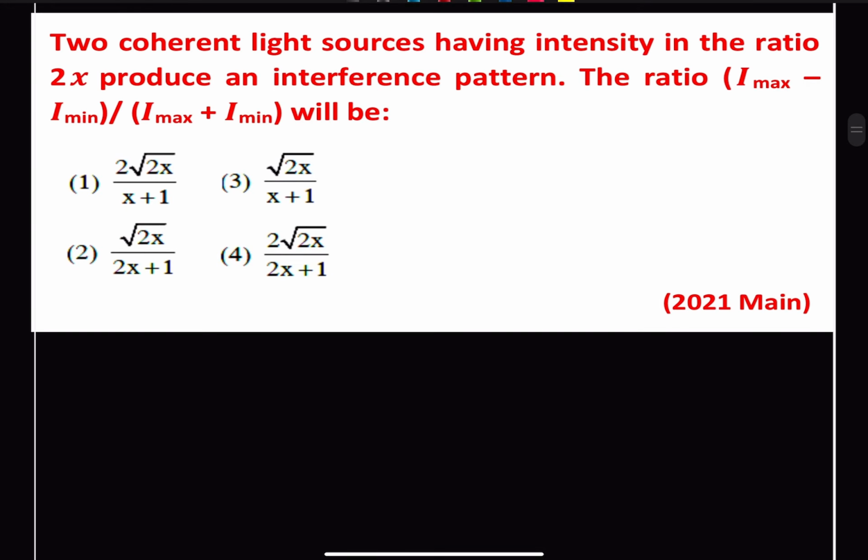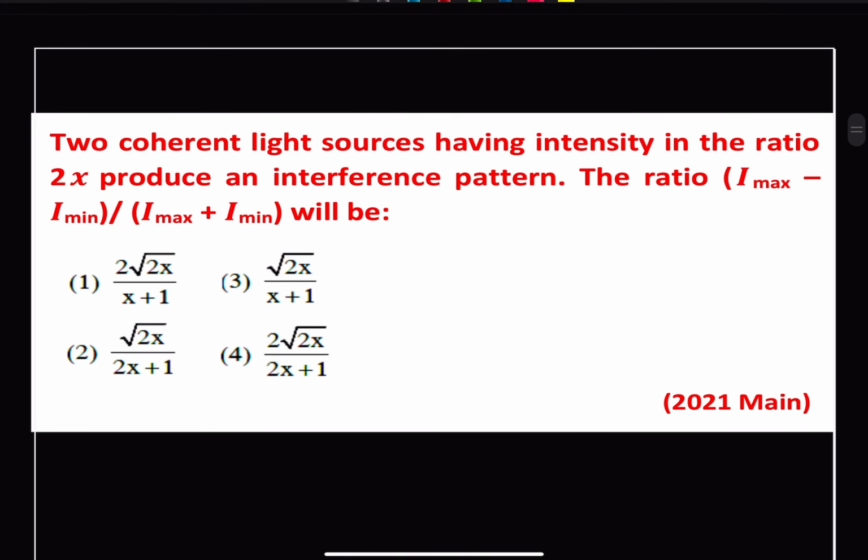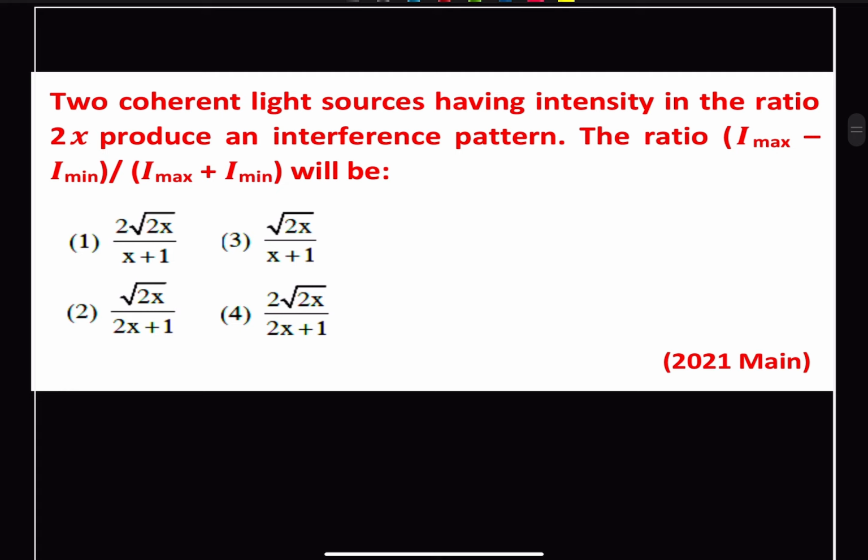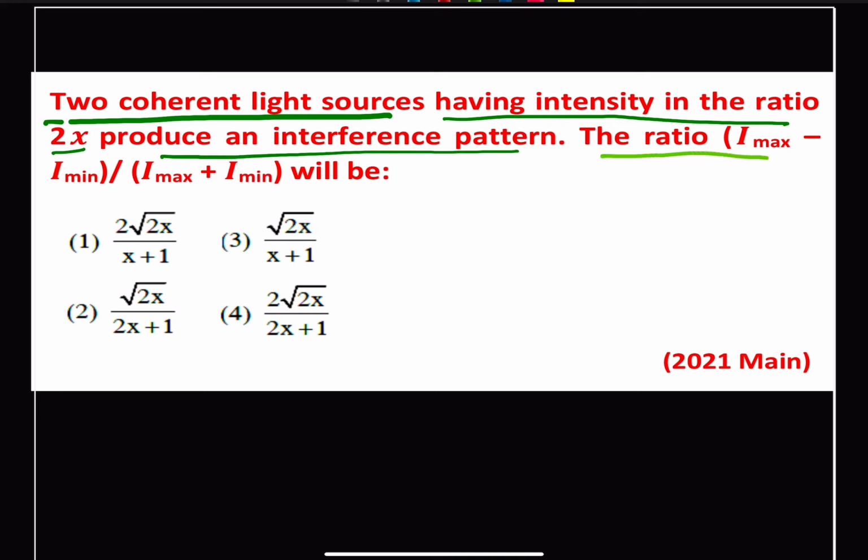Next question. It states that two coherent light sources having intensities in the ratio 2x produce an interference pattern. The ratio of I max minus I min divided by I max plus I min will be equal to what? So we have to find out the ratio of I max minus I min divided by I max plus I min.